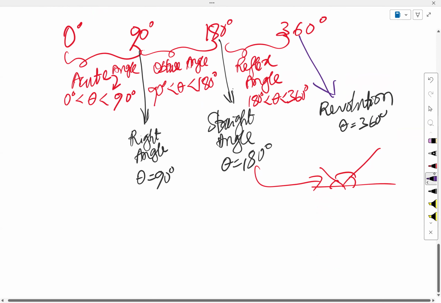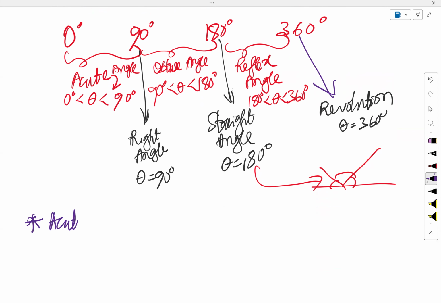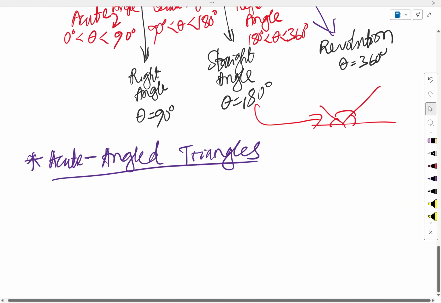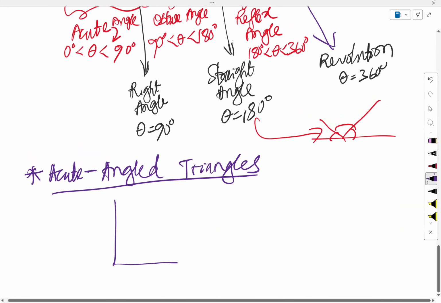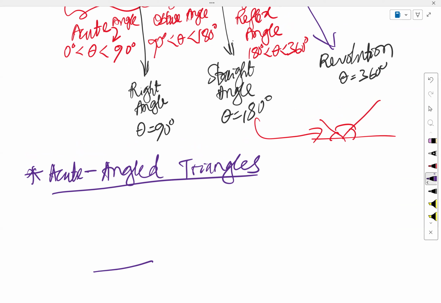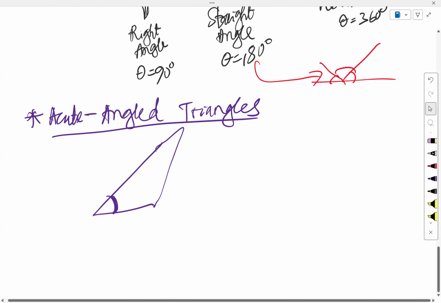We can have triangles. So first of all, we have acute angled triangles. That is a triangle that contains an angle less than 90 degrees. So let's assume you have the straight line and then you have this theta, which is less than 90 degrees, something like this. So as far as there's this angle here, you can say this is an acute angled triangle. So here you have an angle that is less than 90 degrees.